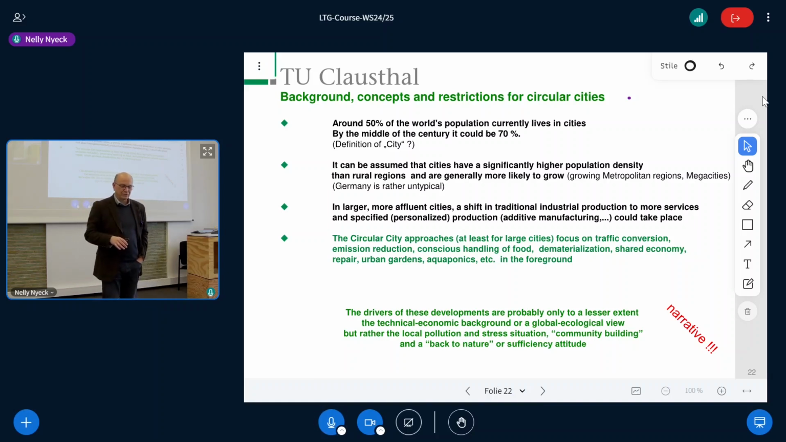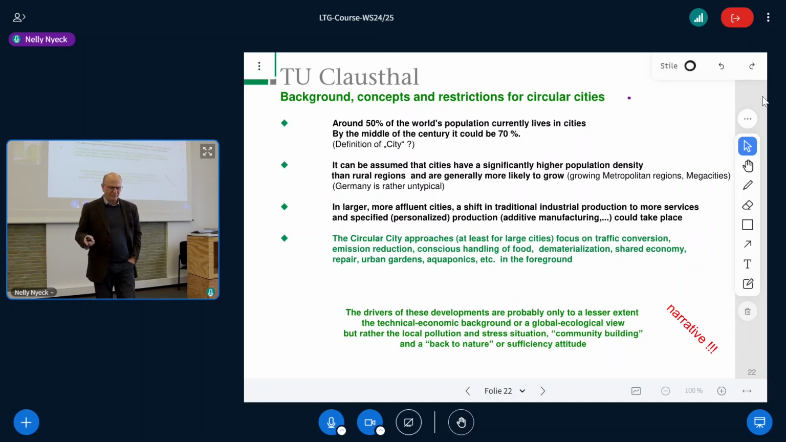So we talk about focus on traffic conversion, emission reduction, conscious handling of food, dematerialization, shared economy, repair, urban gardens, aquaponics, and so on. Those are central points that you'll find there, because the drivers are also emotional, because it's just relevant what people are caring about.